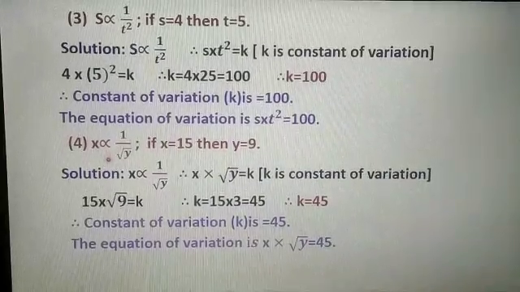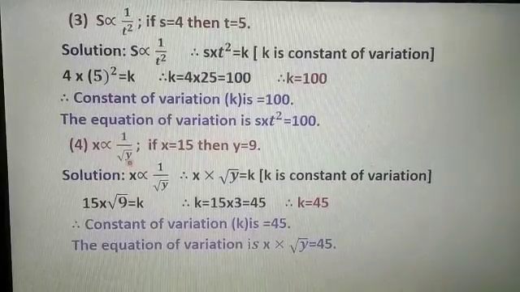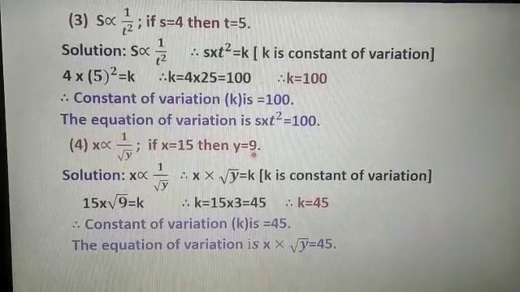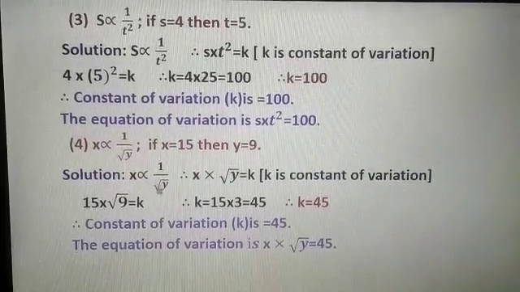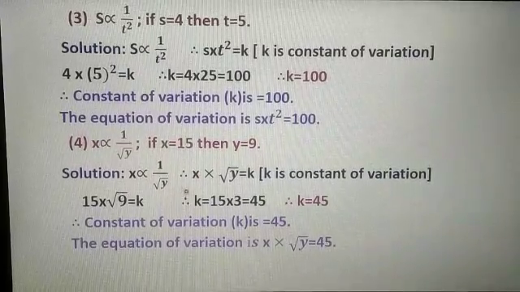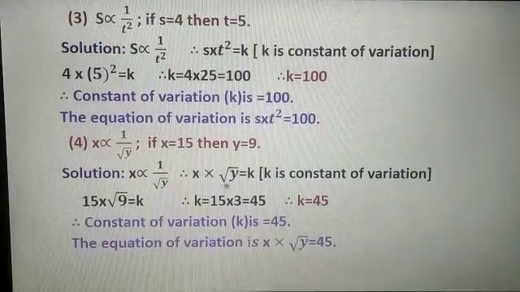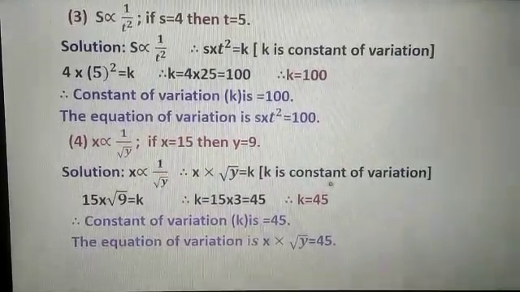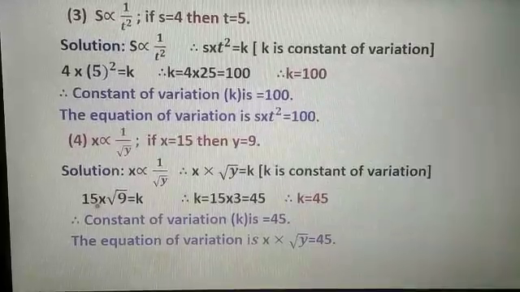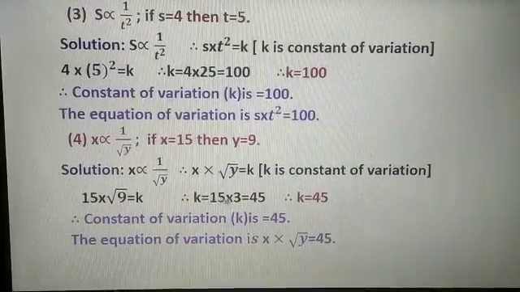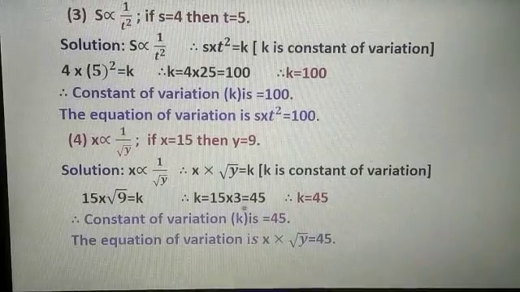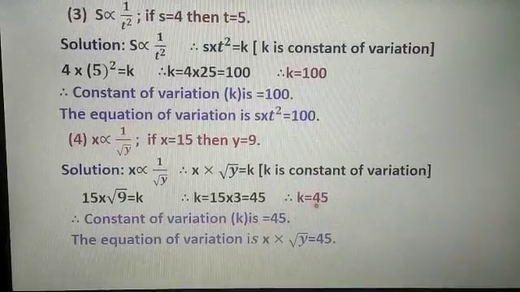Here X varies inversely as the square root of Y, that is root Y. If X is given as 15, then Y is equal to 9. So what is the solution? X varies inversely with root Y. Therefore the product of X and under root Y is equal to K. So X into root Y is equal to K, a constant, where K is the constant of variation. So substitute the values of X and Y here. So 15 into root 9 is equal to K. Therefore K means 15 into 3. Root 9 means 3. So 15 3s are 45. Therefore K is equal to 45.